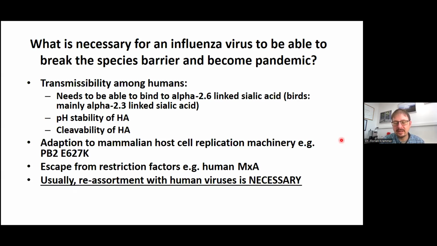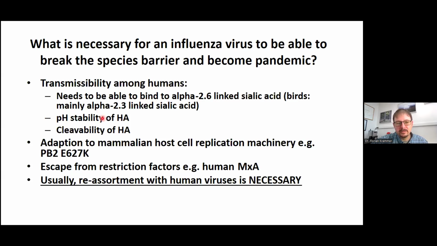In our system, in the human respiratory tract, in the upper respiratory tract, we have mostly alpha-2-6 linkage. Deep down in the lung, we also have alpha-2-3 linked sialic acid, but that explains why the virus needs to bind to 2-6 linked sialic acid, because it needs to be able to replicate well in the upper respiratory tract to basically spread from humans to humans. But typically, avian influenza viruses don't have that.